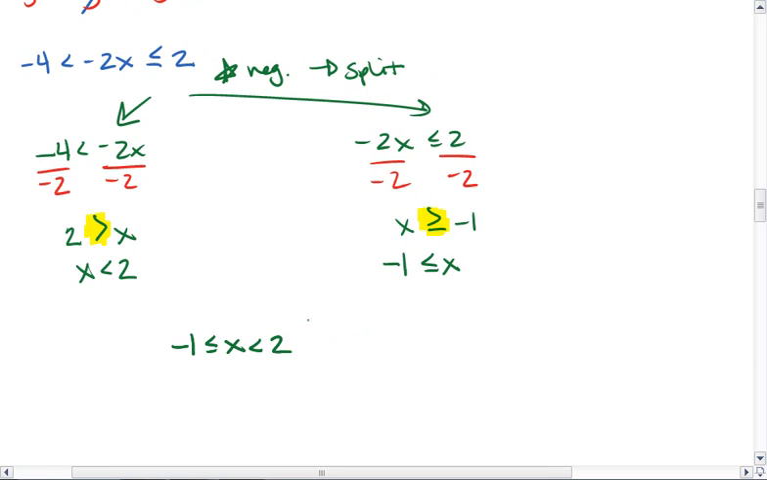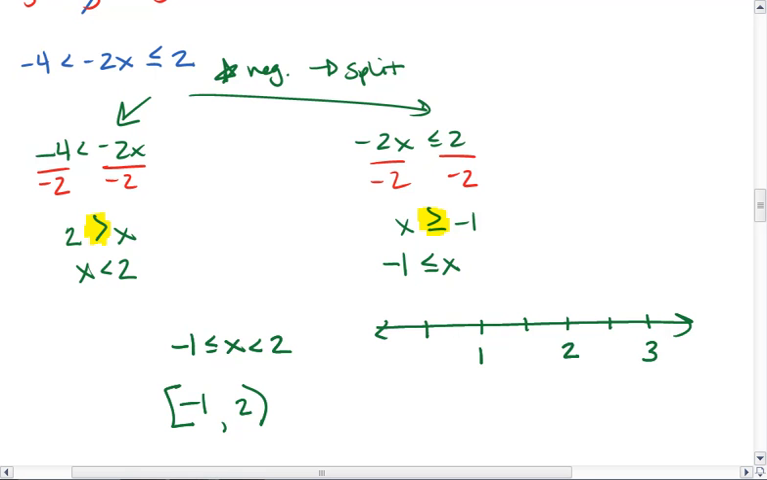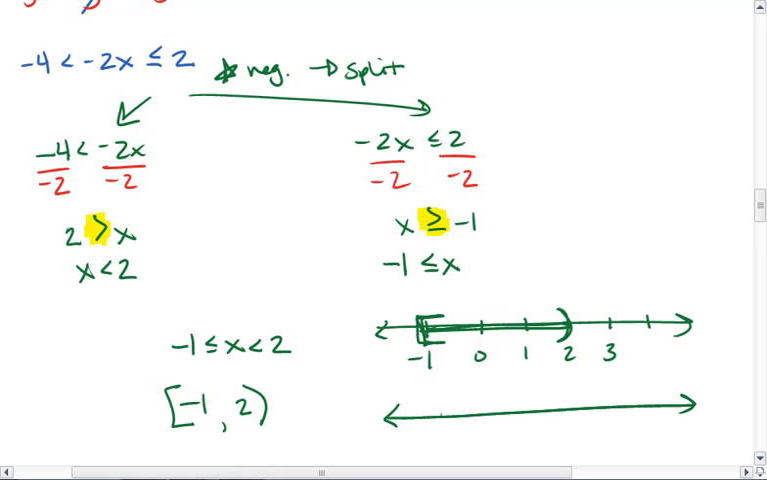As an interval, this is written as negative 1 with square bracket, comma 2 with a rounded. On number line, we get a square at negative 1, rounded at 2, and darken in between. Super fun. There we go. Or we do a filled-in circle at negative 1, an open circle at 2, and darken in between.